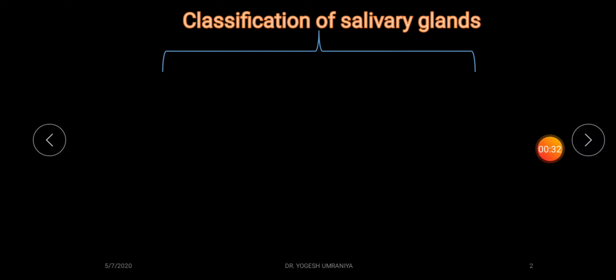So the classification has two criteria. One is the minor and the other is the major category for the classification of the salivary glands. In the minor category you have four types. First, the labial salivary gland, which is situated in the oral lip area. Number two, the buccal glands, found in the cheek region, and number three, the palatine gland, found in the palate region.